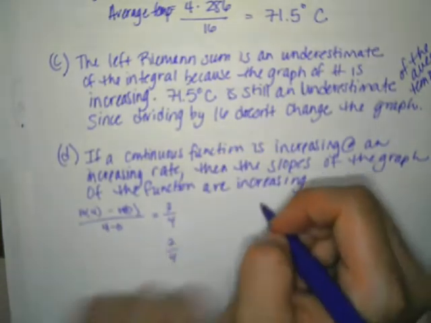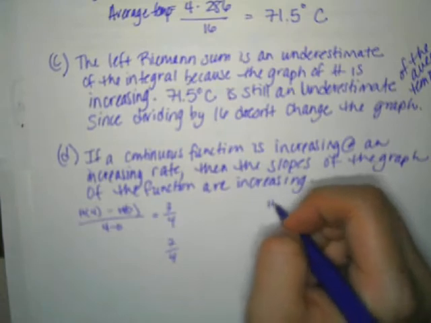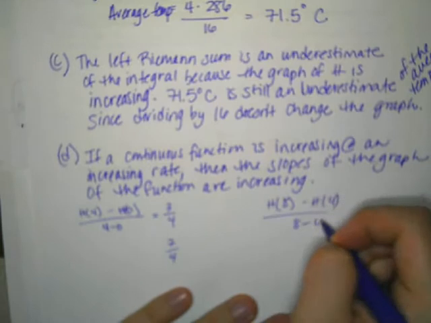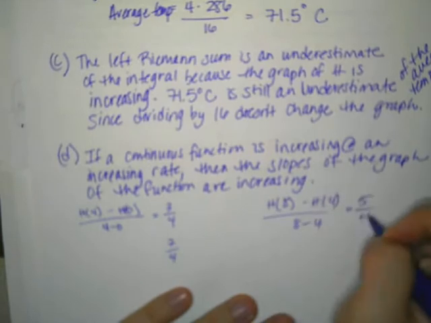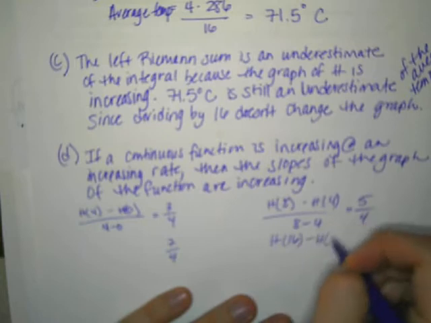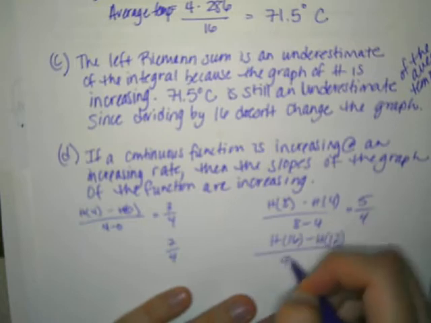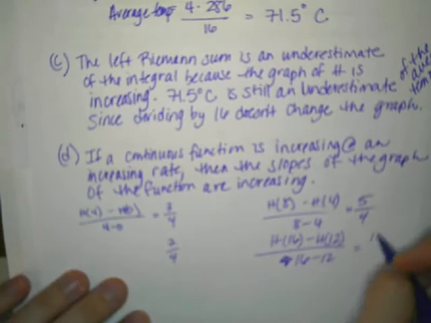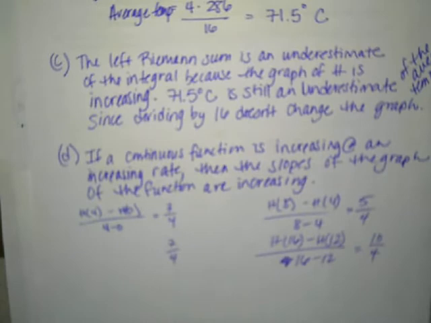And then we'd have to do it between 8 and 4. So h of 8 minus h of 4 all over 8 minus 4, that gives me 5/4. The last one, h of 16 minus h of 12 over 16 minus 12, that ends up giving me 10/4. Okay, so it is important to consider all three because you have to see that they're increasing. You go from 3/4 to 5/4 to 7/4 to 10/4. Yes, you are getting bigger.